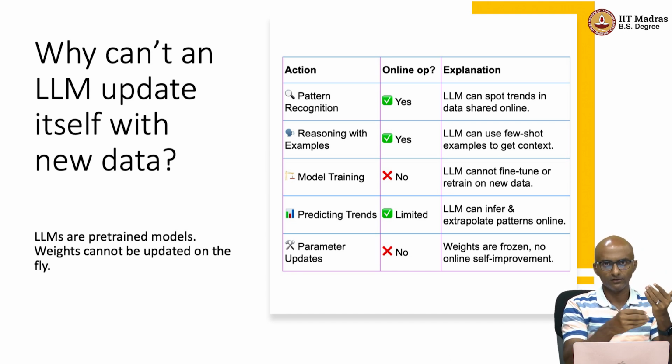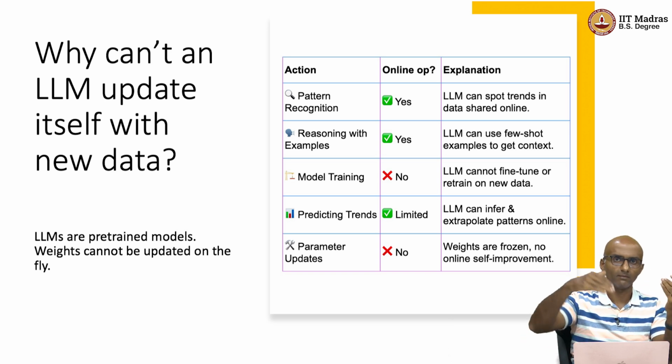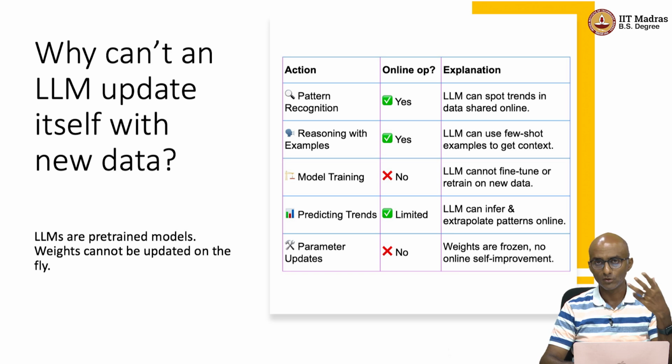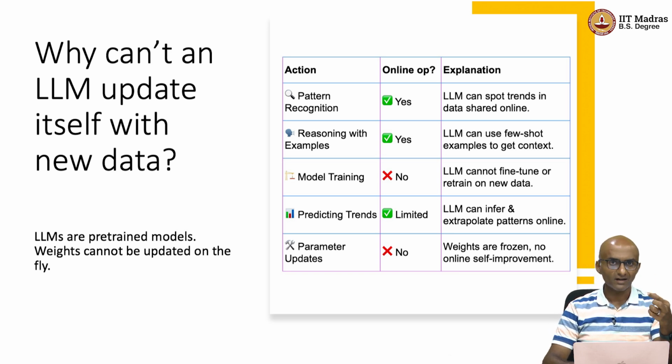Using a few short examples, you can give it the context, and then the LLMs can use that context in coming up with reasoning like humans do. Model training, no. LLMs cannot do this as an online operation. What I mean by model training is, let's take an entire LLM's fine tuning.